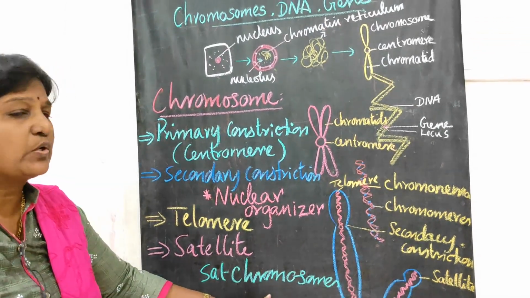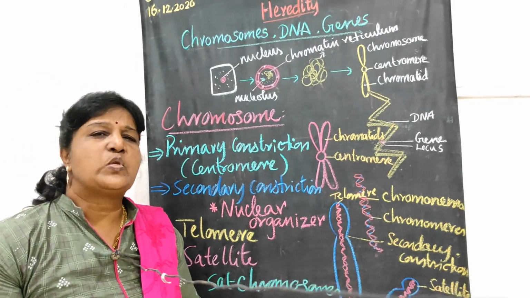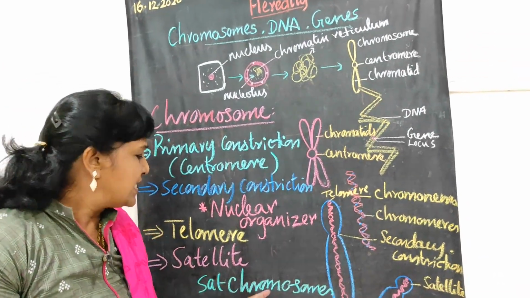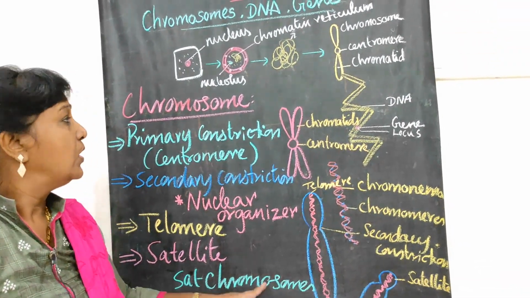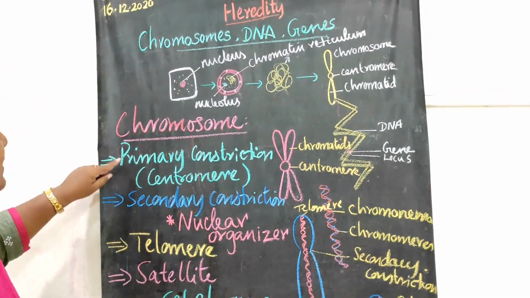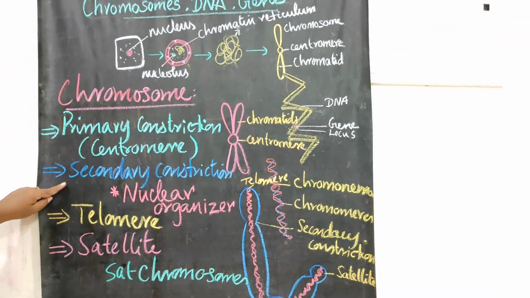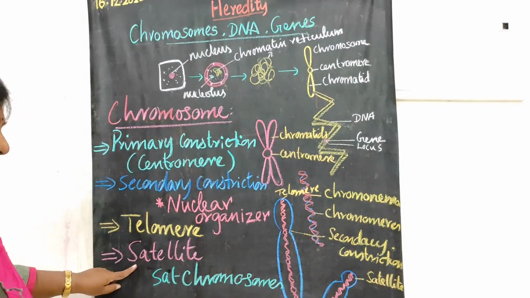What do you mean by SAT chromosomes? The chromosomes with satellites are known as SAT chromosomes. So when you are taking the chromosome, there is a primary constriction, secondary constriction, telomere and satellite.